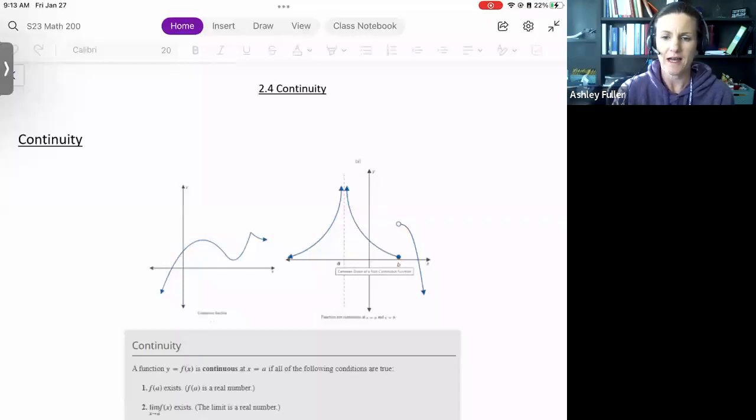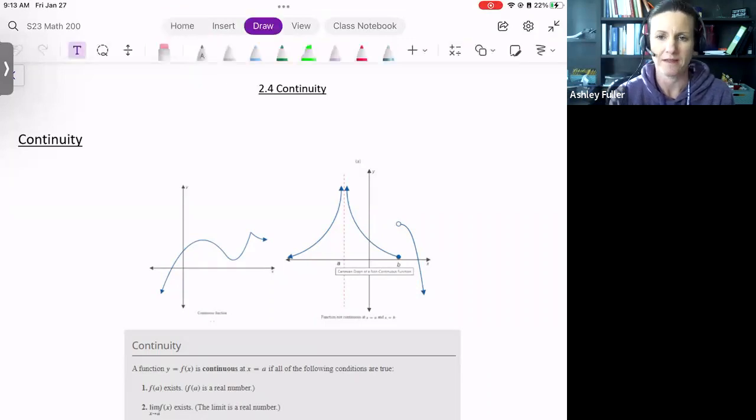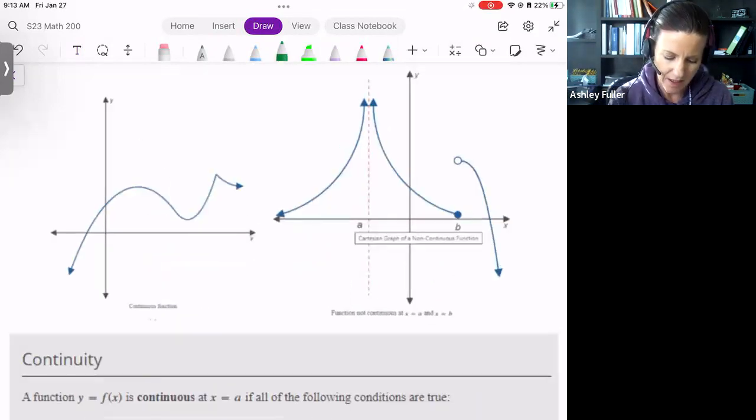Continuity is really just the idea of being able to trace a graph without picking up your pencil. It's sort of an intuitive definition, but we're going to move into a more formal definition using limits. If you look at the examples here, I can trace this entire graph without picking up my pencil. It is continuous across the x-axis.